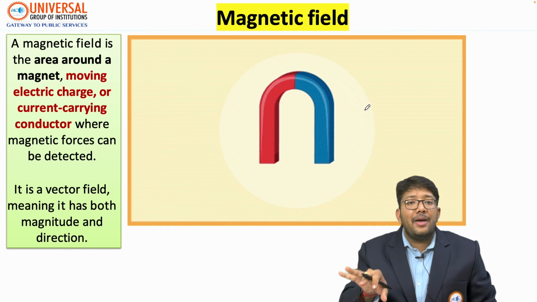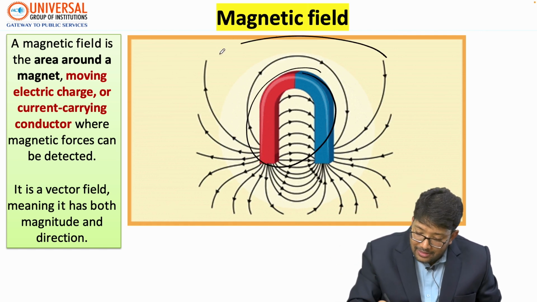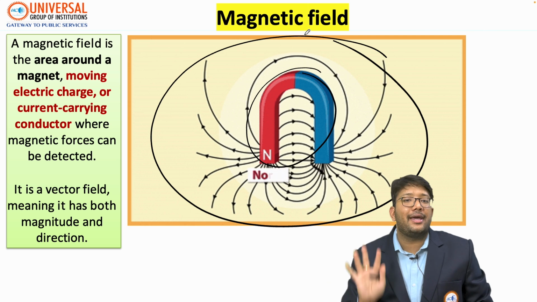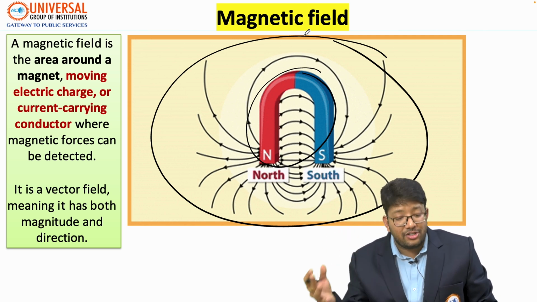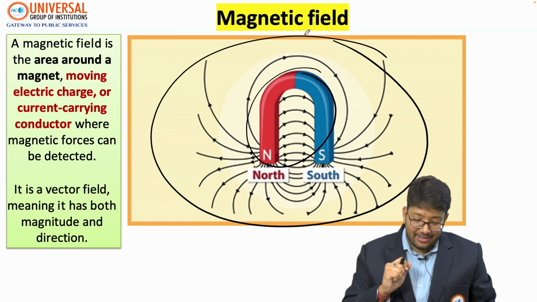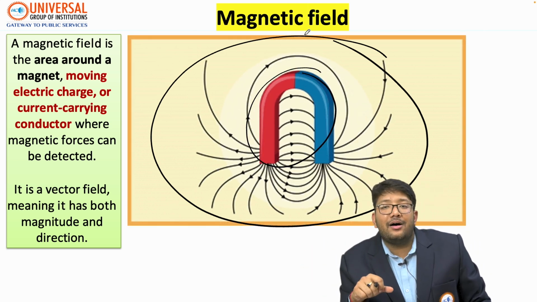Simple. And what about the magnetic field? The magnetic field is an area, like this is the magnet, so this is the magnetic field of this particular magnet. So the magnetic field is an area around a magnet, moving electric charge or current carrying conductor where a magnetic force can be detected. So this is called our magnetic field.